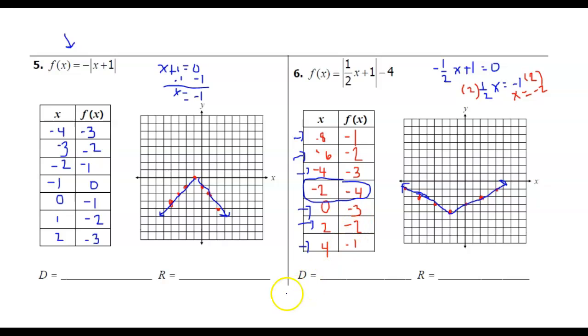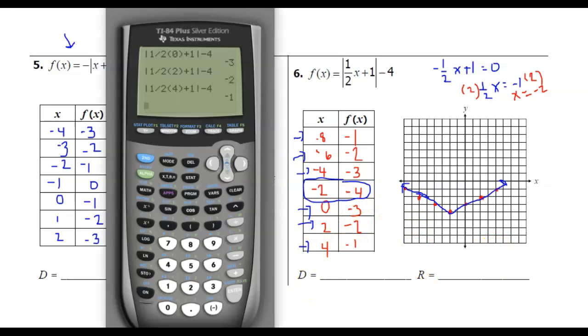Let's go ahead and check our function with our work. Let's see how we did. I'll clear all of this out. I'm going to go ahead and type in my function. So we got math, we got absolute value, the absolute value of 1/2 x plus 1, then -4, and we are right on the money yet again. The calculator is great. It confirms my work.